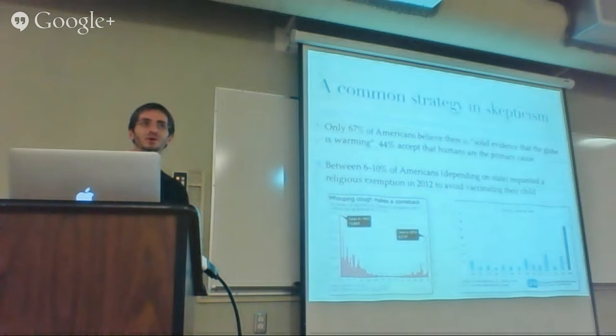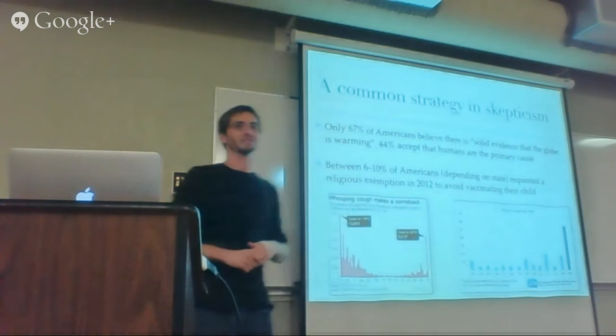But the point is, it's not unique to questions about the age of the Earth or the origin of life. A few research polls found that only 67% of Americans believe that the globe is warming, but there's solid evidence for that, and only 44% believe that humans are the primary cause. And in 2012, around 6 to 10%, depending on which state, of American parents requested a religious exemption from the hospital so that they didn't have to vaccinate their child. And this is kind of what we're seeing already. We're already getting back to levels before the vaccines were agreed to be used.